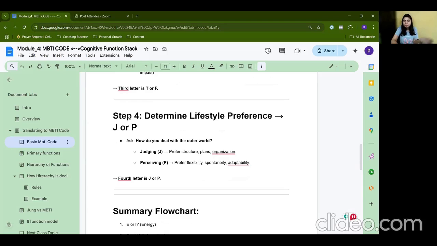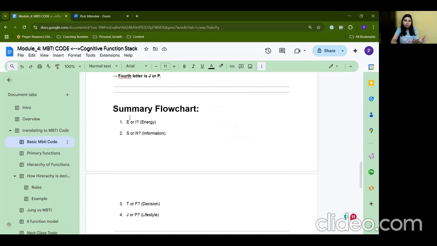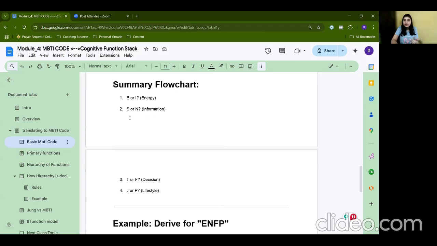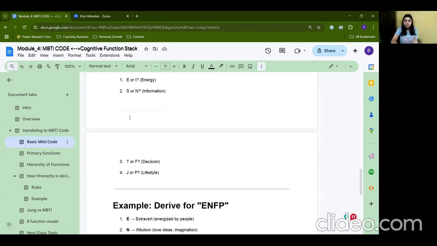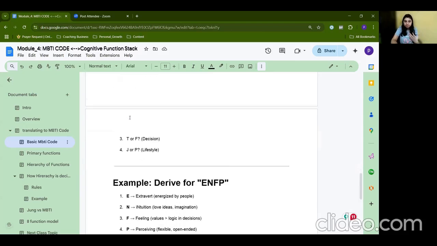If you're an organized person, you tend to be a J type. If you like to keep your options open, then you are a P type. So a quick summary would be: E or I stands for how you direct your energy. S or N determines your information gathering preference. T or F determines your decision making preference, and J or P determines your lifestyle preference.